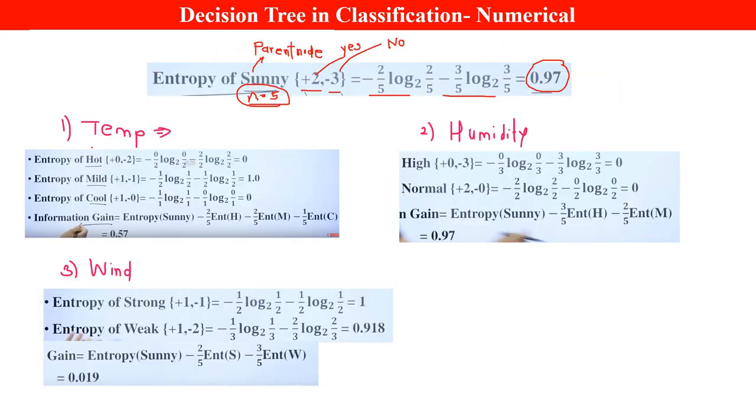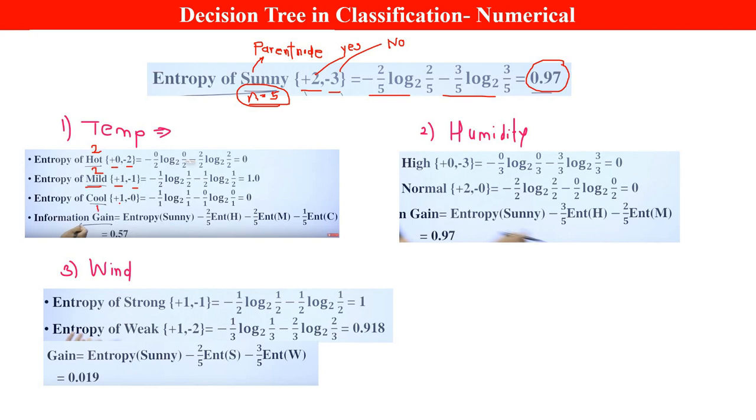So for the temperature, the hot is coming 2 times. Out of that, yes is 0 and no is 2 times, so 0 by 2 and 2 by 2. Then in case of the mild, the mild is coming 2 times, 1 time yes and 1 time no. So the probability of yes is 1 by 2 and no is also 1 by 2.